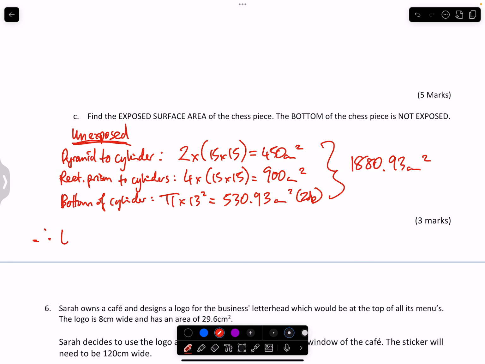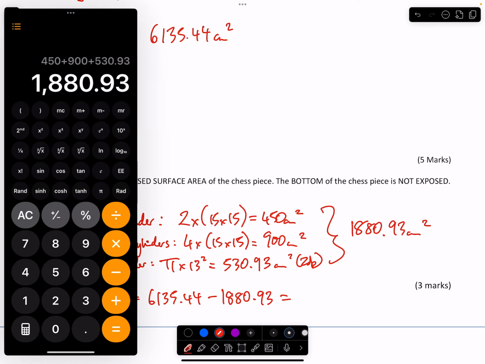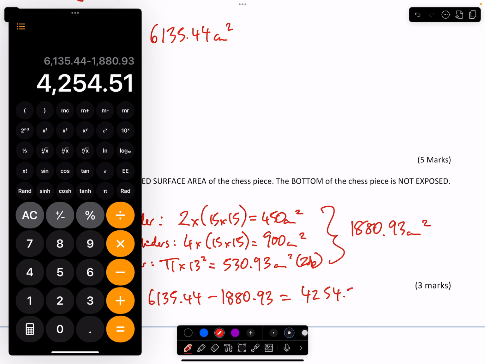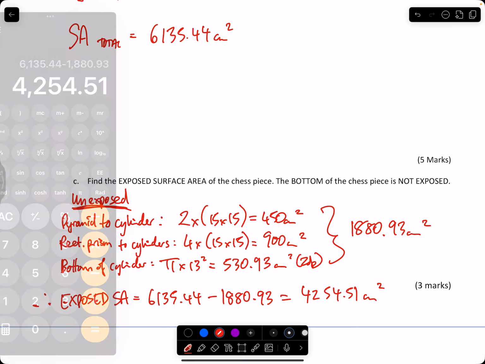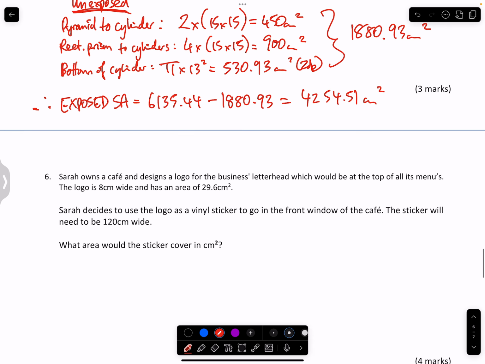So exposed surface area is going to be the total that we found up there, 6135.44, minus the unexposed areas, 1880.93, which is going to equal 4254.51 square centimeters exposed surface area. That's that page done. Pretty heavy maths there, but that's what you've been practicing.